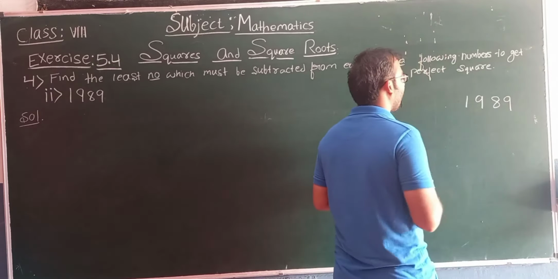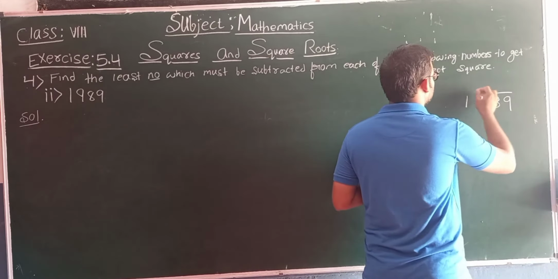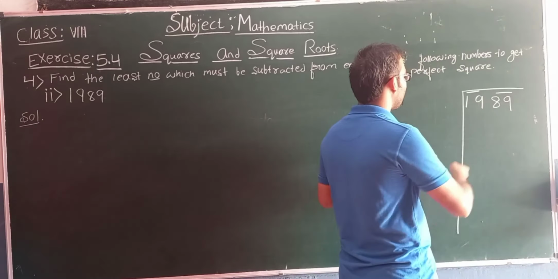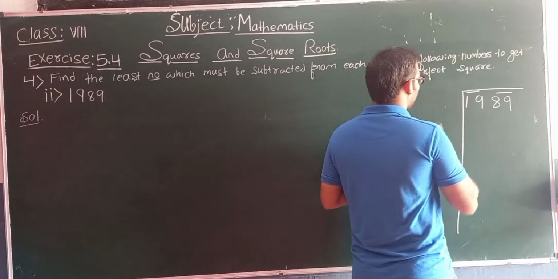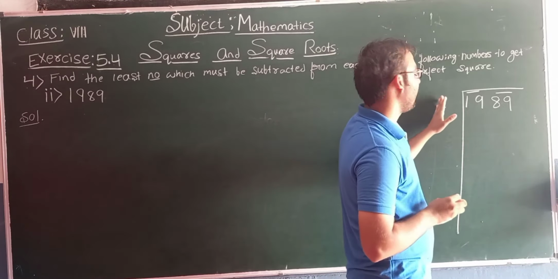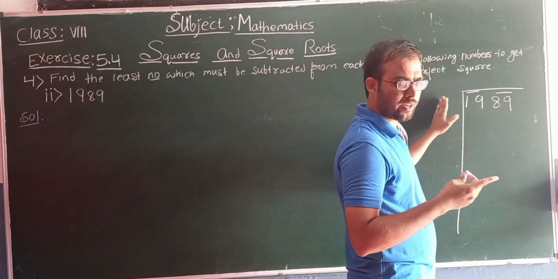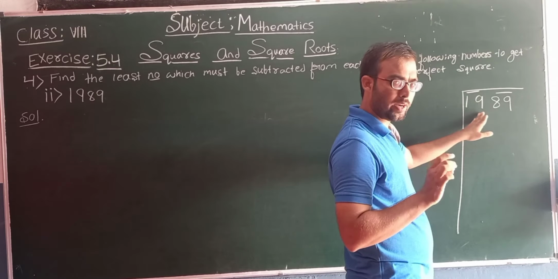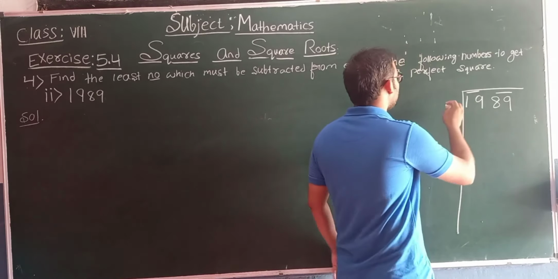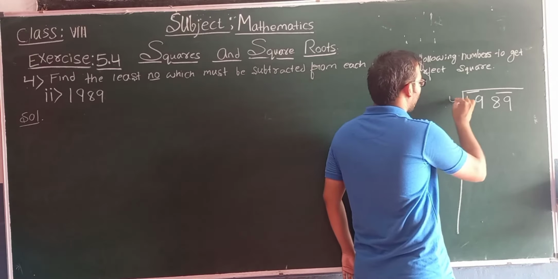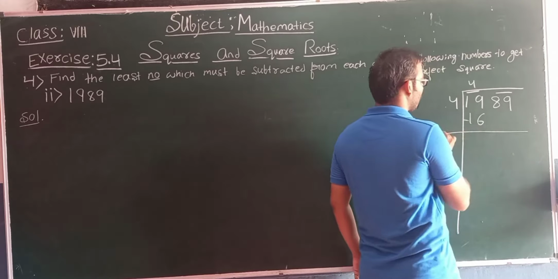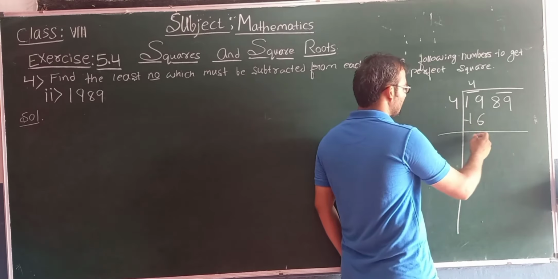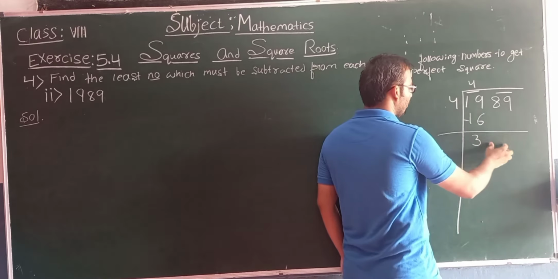1989. Now pair the digits. Students, you need to consider this part: 19 will be the dividend. The next step is to write a number such that when we square it, we get a number either equal to 19 or lesser than 19. Here I will take 4. 4 4s are 16. 19 minus 16 is 3. Bring down these digits.